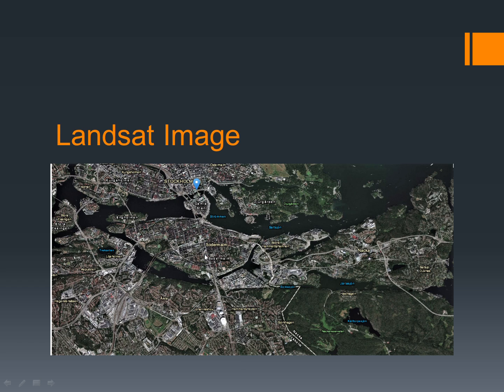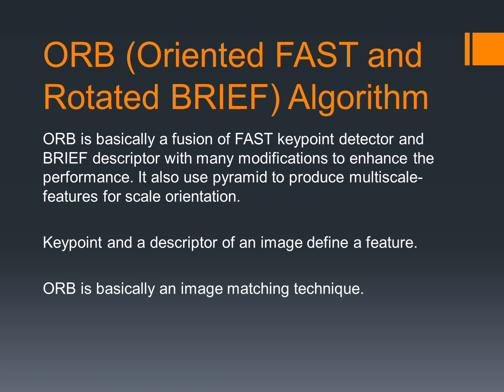Okay, so let's move on. We will start with ORB, oriented FAST and rotated BRIEF algorithm. ORB is basically a key point detector technique, meaning a corner detection technique. It uses two algorithms, one is FAST and the second is BRIEF, and ORB works with a combination of both. ORB is a key point matching technique, and a key point is a point of interest or a region of interest.